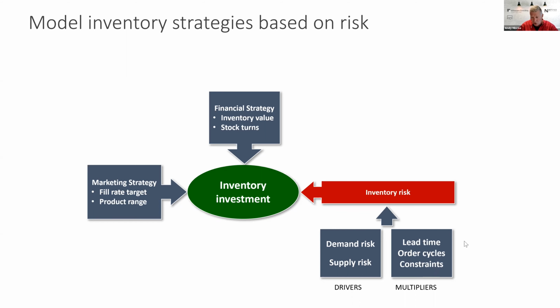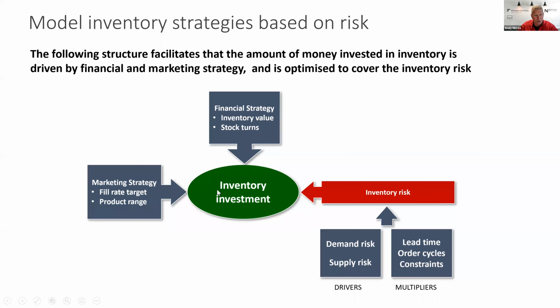So all of those constraints, again, impact my risk. So what we need is a platform that monitors all of this for us automatically, allows us to enter our business goals, and then ensures that the amount of money we invest in inventory is driven by our business strategy and is optimized to cover the inventory risk and is on a single platform.